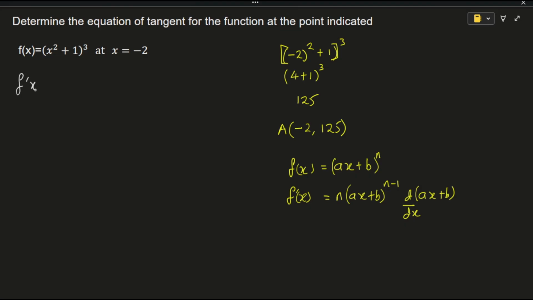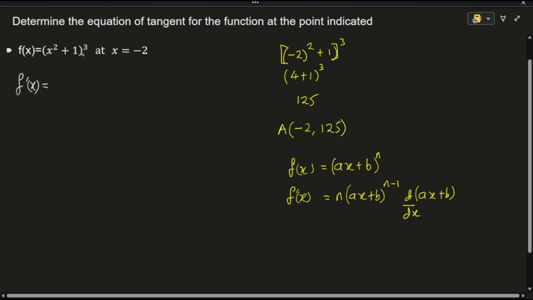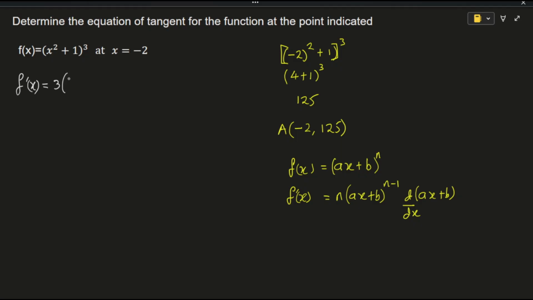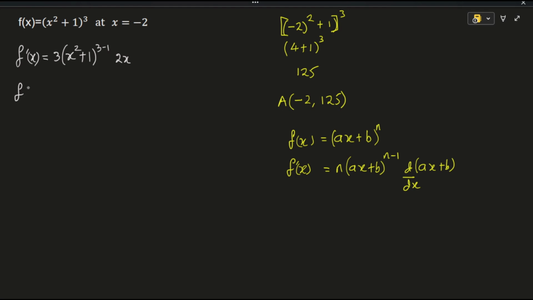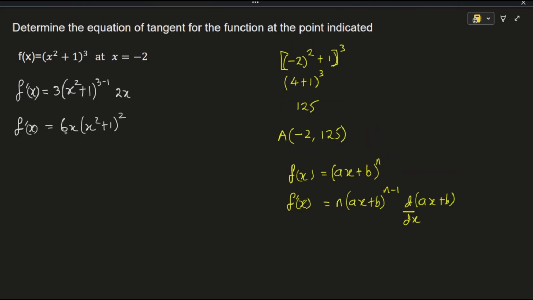So our derivative using the chain rule method of differentiation, we're going to bring this exponent down as a coefficient, we maintain what is in the bracket, we subtract 1 from the exponent, then we differentiate what is in the bracket, and when we differentiate what is in the bracket, we get 2x. So if we are to simplify, our derivative for the function is given by this. So this is our derivative.